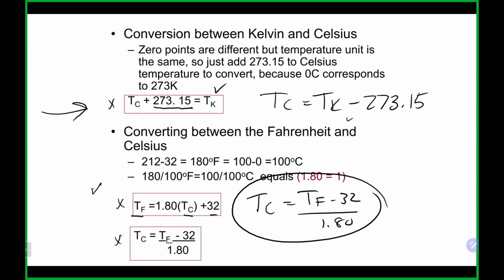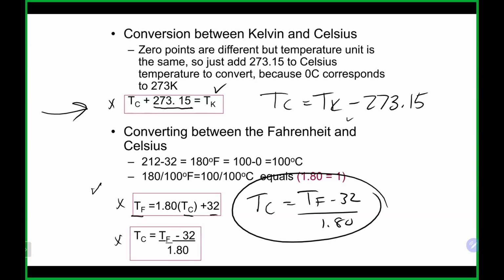Now, if you want to go from, for example, Fahrenheit to Kelvin, you would have to go Fahrenheit to Celsius and then Celsius to Kelvin. And same thing, if you want to go from Kelvin all the way to Fahrenheit, you would have to go Kelvin to Celsius, Celsius to Fahrenheit as well.